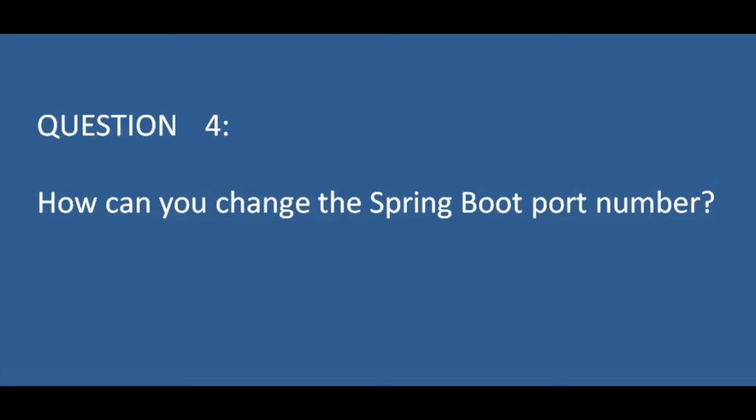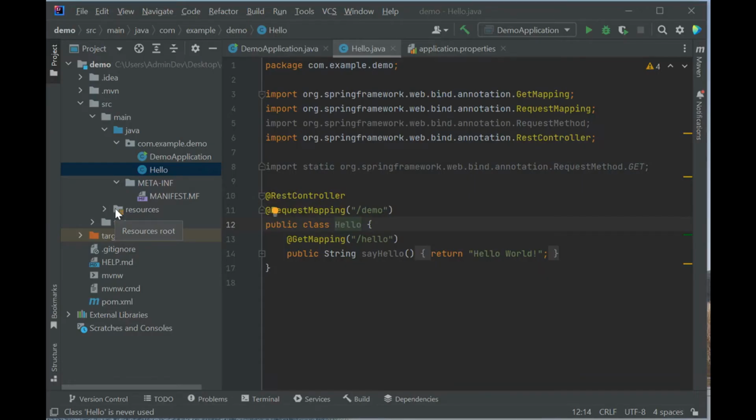Question 4. How can you change the Spring Boot port number? For this question, we can give two methods to change the port number, even though there are more than two ways to do it. First, use the property file. In the project generated by Spring Initializer, by default, it runs on port 8080.